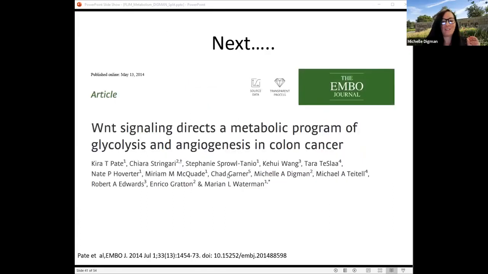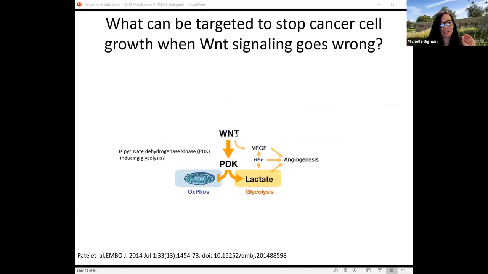So the last part, I'm just going to take 1 minute to show you this really important work that we did on Wnt signaling. This is the work by Marion Waterman, and she's interested in angiogenesis of cancer cells. If Wnt signaling goes wrong, then the cancer can start in the colon. They think that there's a protein called PDK1 that is regulating oxidative phosphorylation. It's inhibiting OXPHOS, going to glycolysis and causing angiogenesis. So there's a correlation between glycolysis and blood vessel growth because of this protein PDK1.